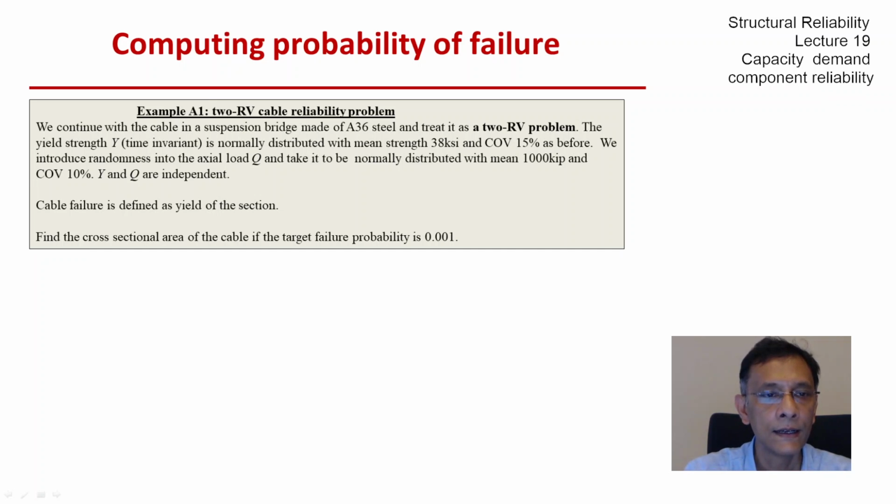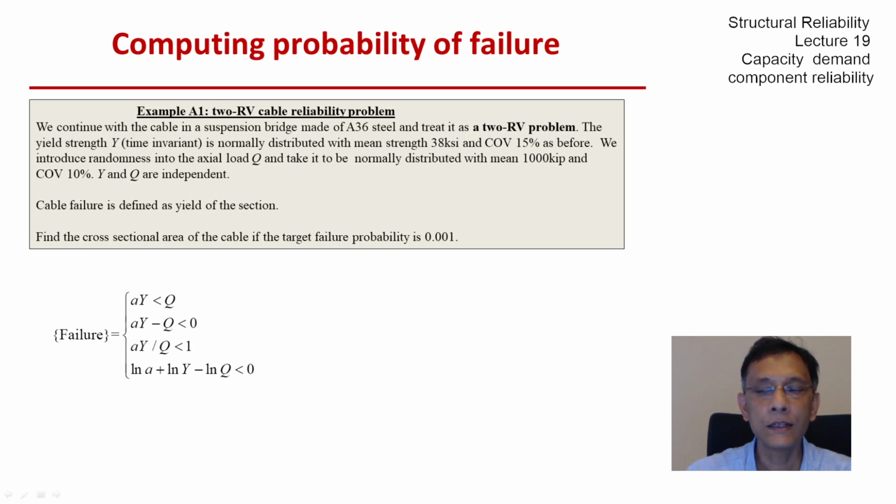As you see, we now have a two random variable problem, and in addition to Y, the load Q is also a random variable now. Y and Q are independent, and it so happens that both of them are normally distributed. We need to solve the problem, not only find the failure probability, but make sure that it does not exceed 0.001 by choosing the appropriate cross-sectional area A, which is non-random.